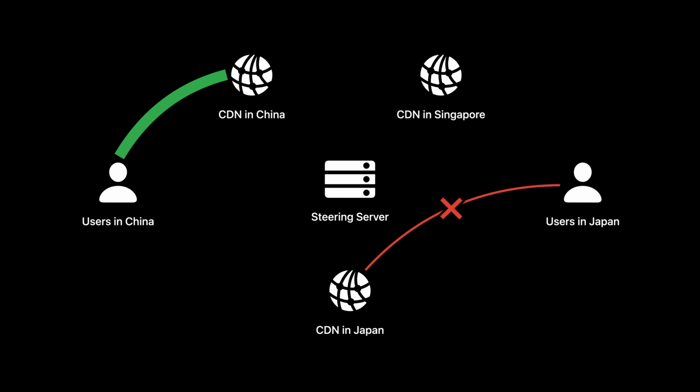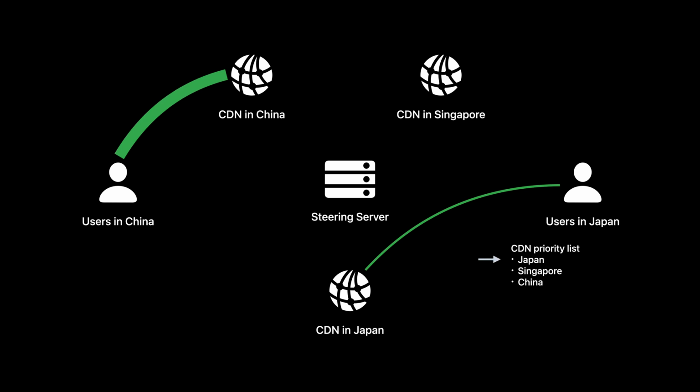Let's rewind a bit to see how it can facilitate the client with more efficient error recovery. Before the network outage, clients in Japan periodically pull for CDN priority list updates from the steering server. Let's say, in the latest update, clients in Japan received the following CDN priority list, where the Japanese CDN is most preferred, followed by Singapore and then China. Currently, users in Japan are streaming from the Japanese CDN.